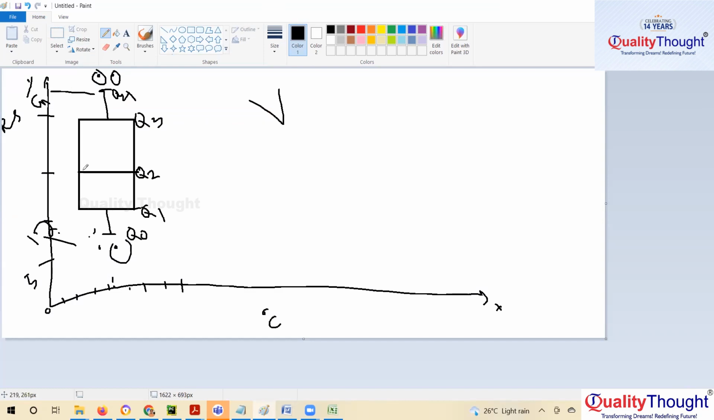Okay. You can find the average, quartile 1, quartile 3. This is an example of a horizontal box plot. Same thing they have done here.